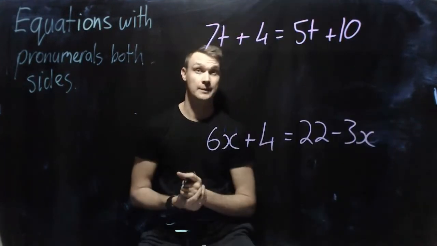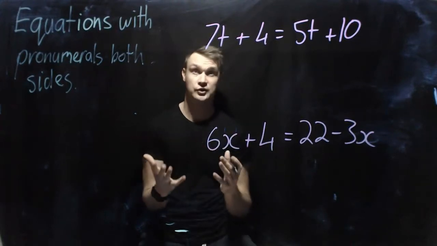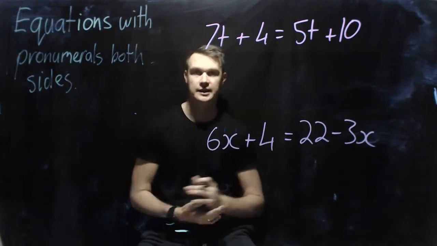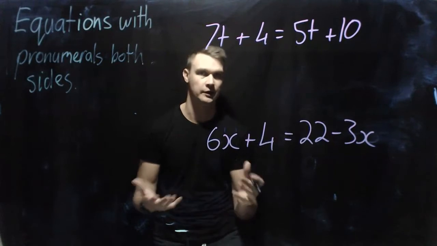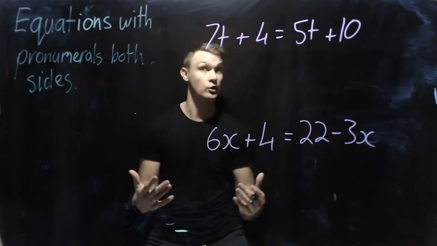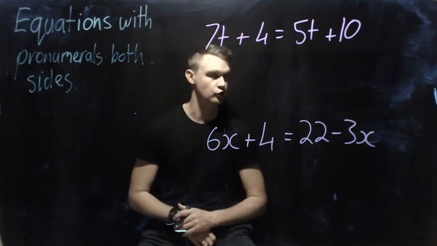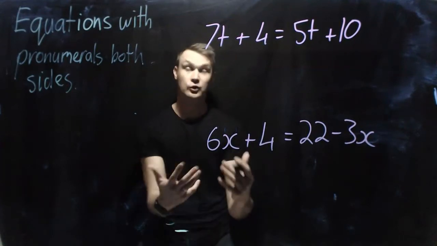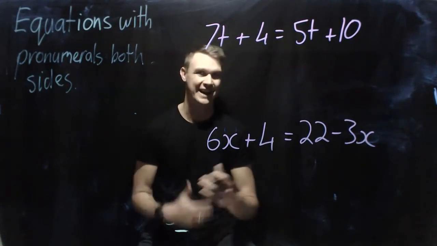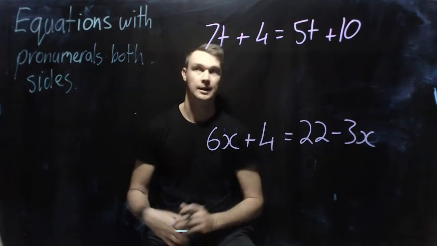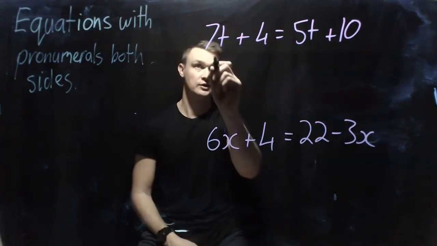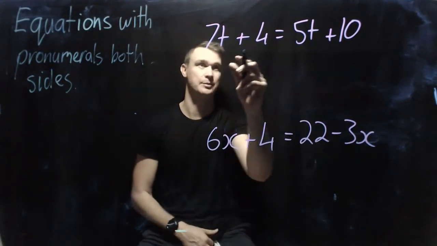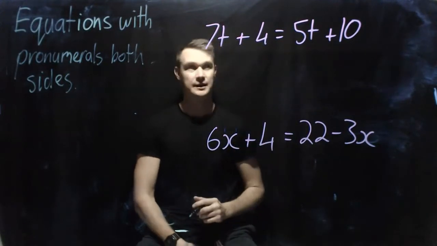So we have two examples here that I want to do for you, just so you can see how they are different, but also understand how to solve for the pronumeral. Make sure you watch both. I know, don't get lost down the YouTube rabbit hole. These are good examples of how to both add and subtract pronumerals on both sides. On this first equation, we have 7t plus 4 equals 5t plus 10.